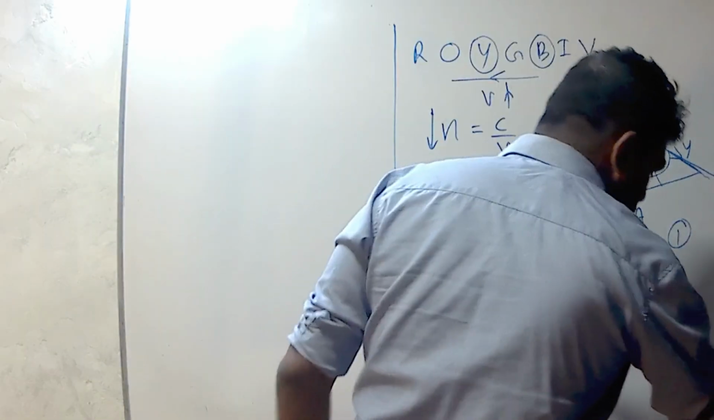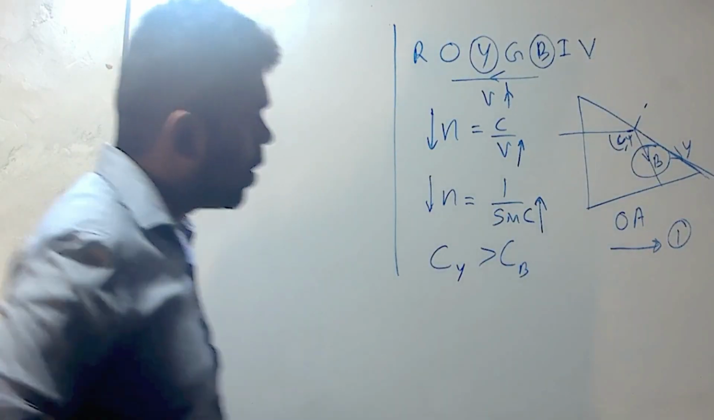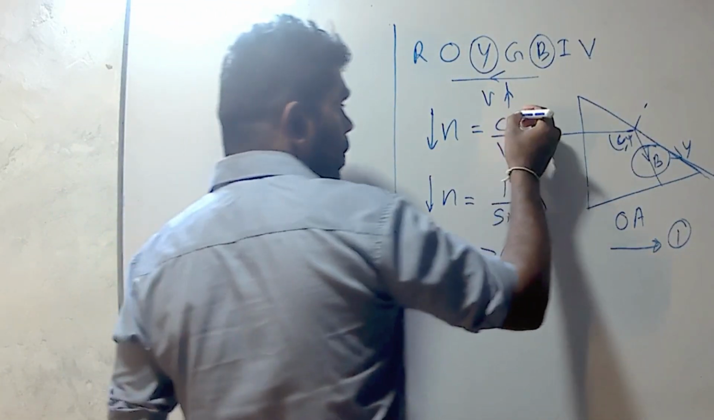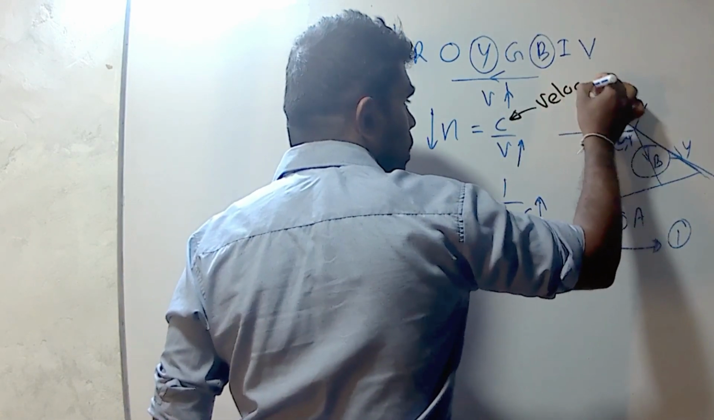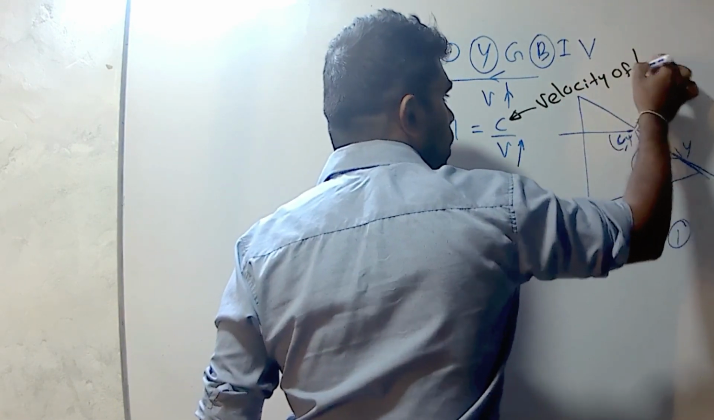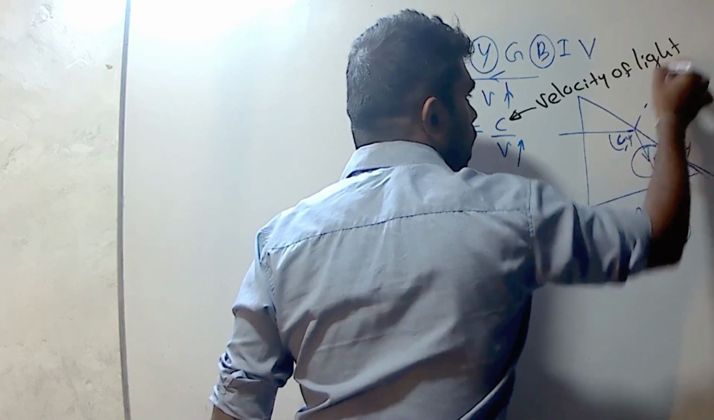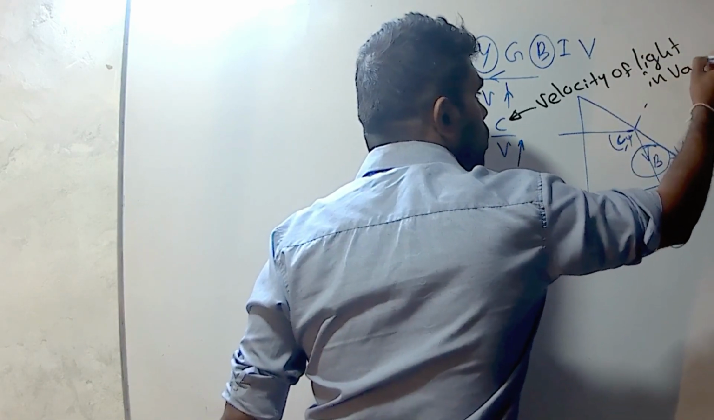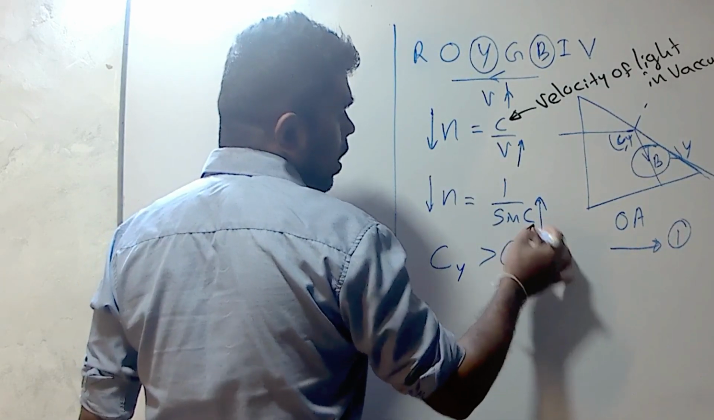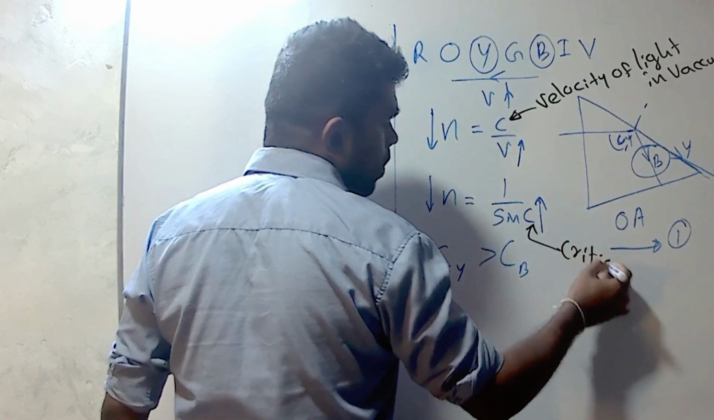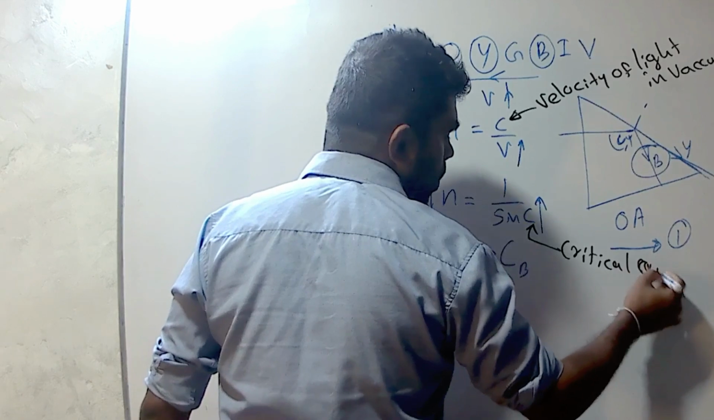There are two C values in the explanation. This C value means velocity of light in vacuum. It is simple c. This C value means critical angle. It is capital C.